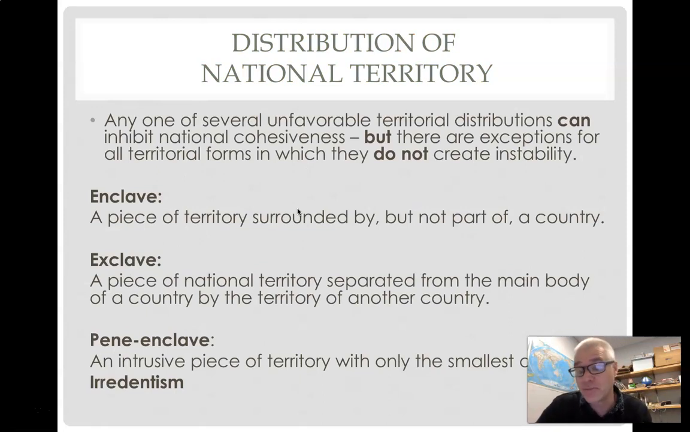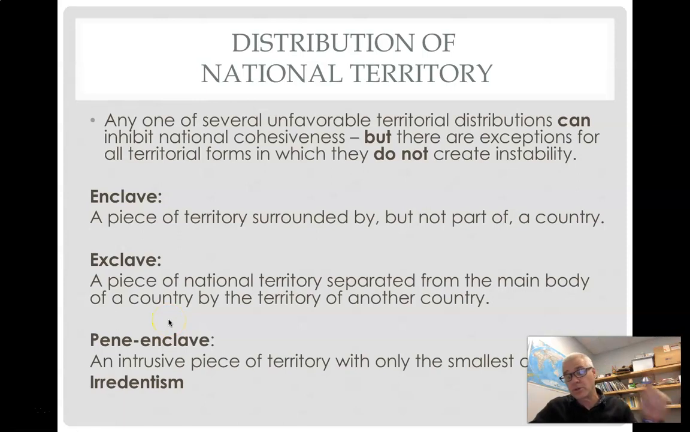However, there's a whole bunch of times when that's not how it works. There are other, what they call more unfavorable, territorial distributions that can keep countries from really coalescing together and staying together in quite the same way. And there's some terms here: an enclave, exclave, and a penenclave. It's much easier for me to show them on a map, but these definitions are here in the PowerPoint.